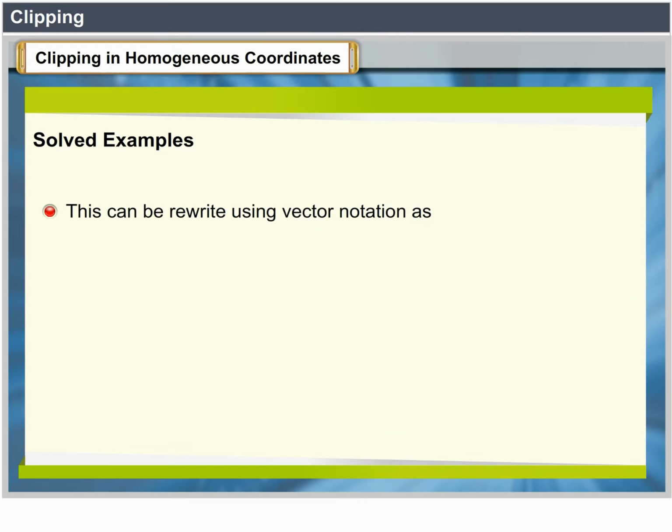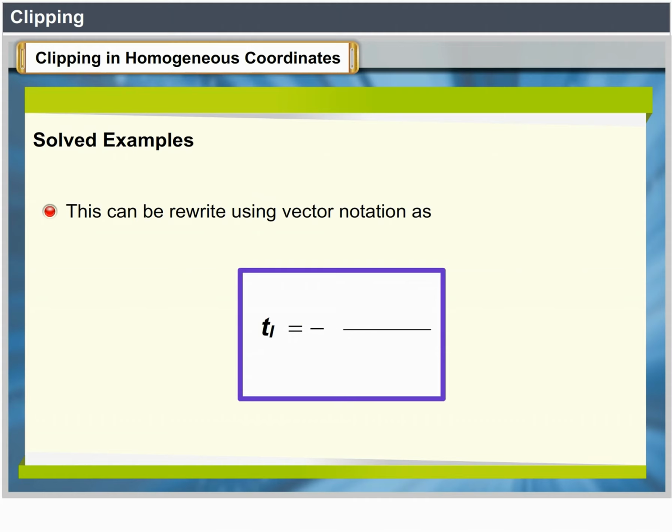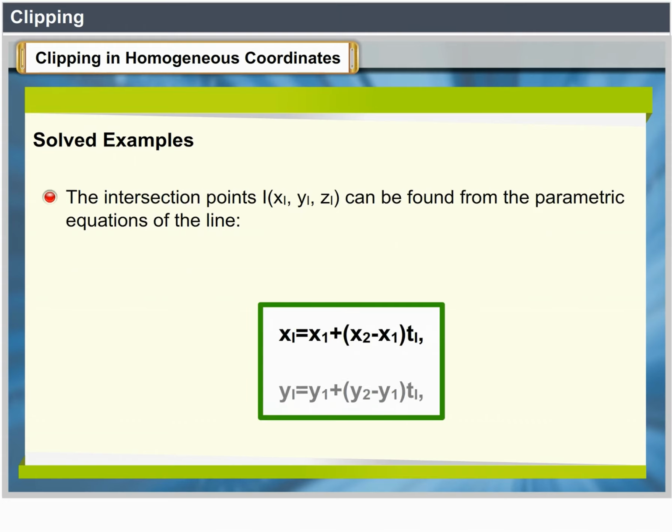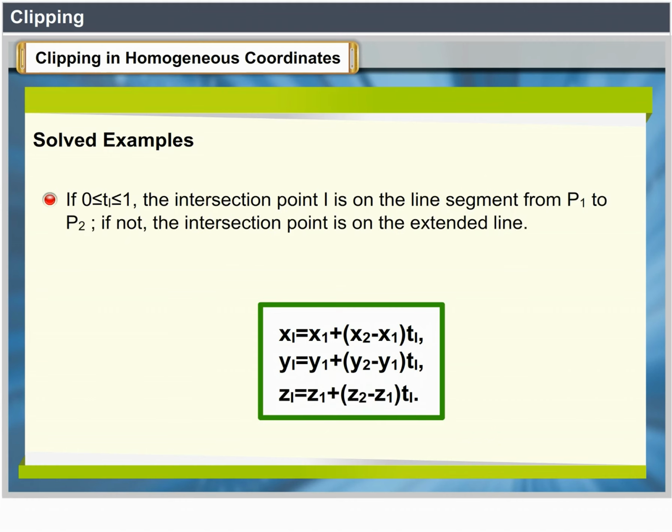We can rewrite this using vector notation as ti equals minus n dot r0p1 bar over n dot p1p2 bar. The intersection point I (xi, yi, zi) can be found from the parametric equations of the line as shown. If ti lies between 0 and 1, the intersection point I is on the line segment from p1 to p2. If not, the intersection point is on the extended line.